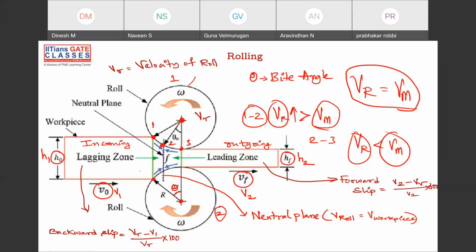Okay, so there is a slip. Obviously, why is there a slip? Because the roller is going faster, the workpiece is going slower. Obviously there is a slip, and that slip is calculated by velocity of roller minus velocity of workpiece, that is inlet velocity, by velocity of roller. And forward slip is nothing but, here the slip is moving forward because the workpiece is going forward, right? So the velocity of workpiece minus velocity of roller by velocity of workpiece into 100, that is what is backward slip. Okay, fine. So this is how this complete diagram has been explained to you.